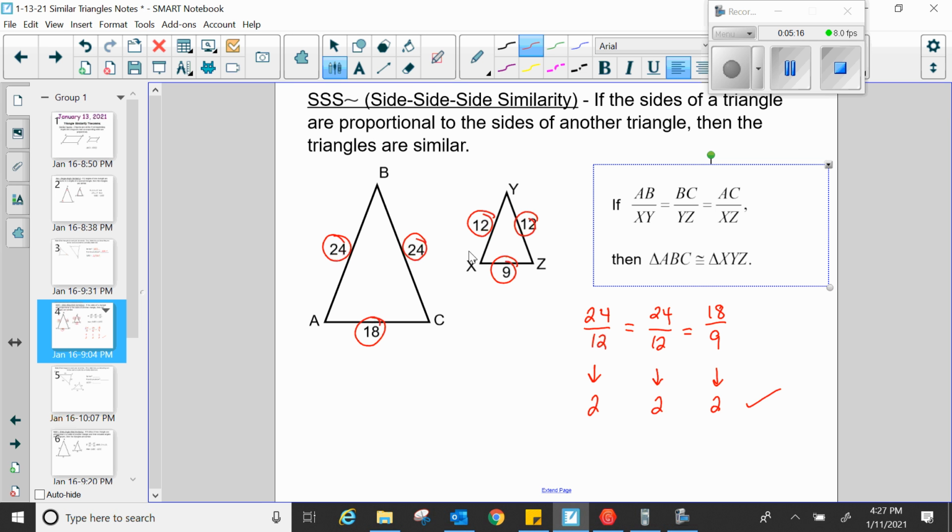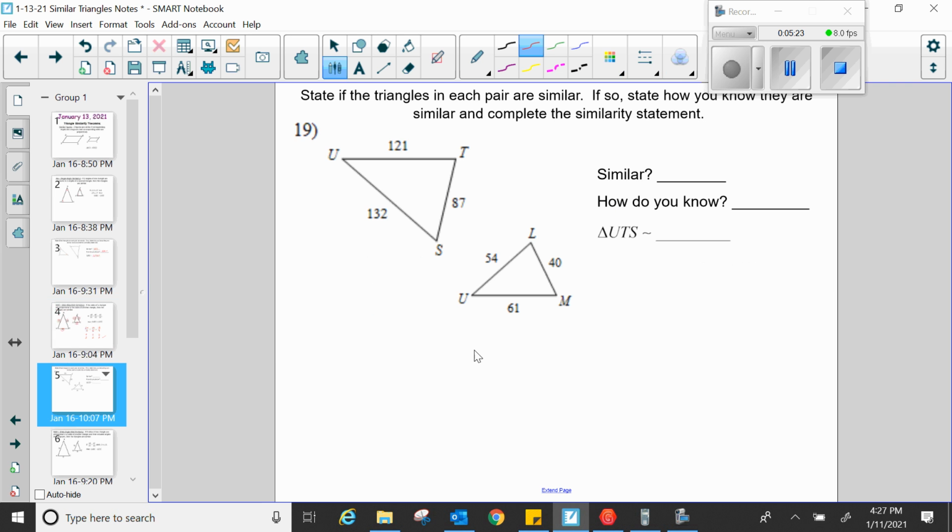So these are similar by side-side-side similarity. Don't have to worry about showing anything about the angles. Okay, so here's a side-side-side similarity example.